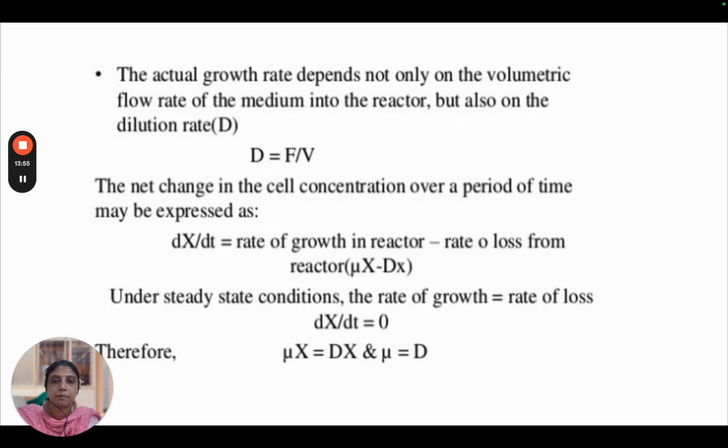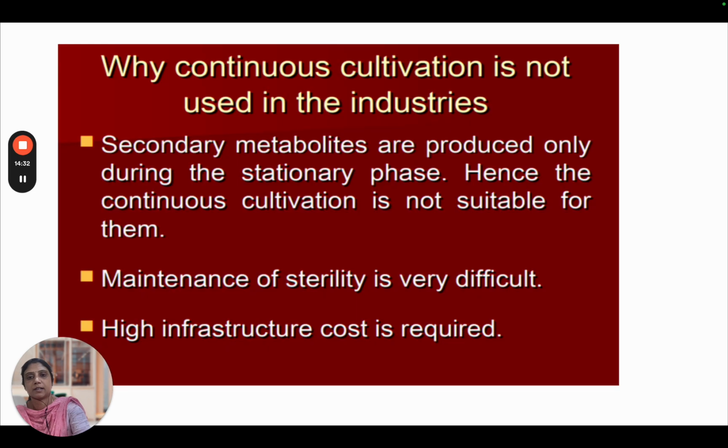The actual growth rate depends not only on the volumetric flow rate of the medium into the reactor, but also on the dilution rate, which is given by D equals F by V, where F is the feed and V is the working volume. The net change in the cell concentration over a period of time is given by dx by dt, that is, rate of growth in the reactor minus rate of loss from the reactor. Under steady state conditions, rate of growth is equal to rate of loss, and finally we get mu equals D. That is, the net specific growth rate is equal to the dilution rate in the continuous cultivation process.